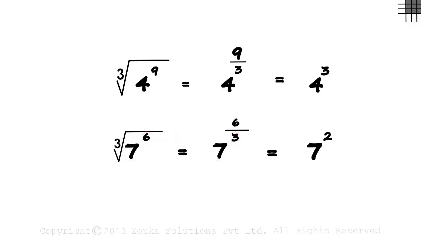In the coming videos, we will see how we can calculate the cube root of large numbers which are not in exponential form.